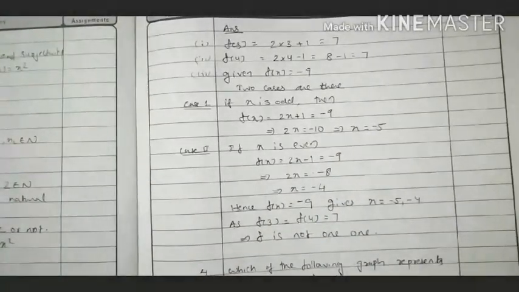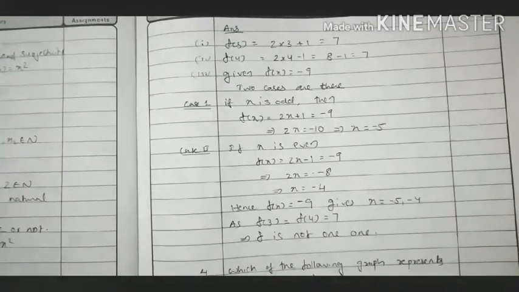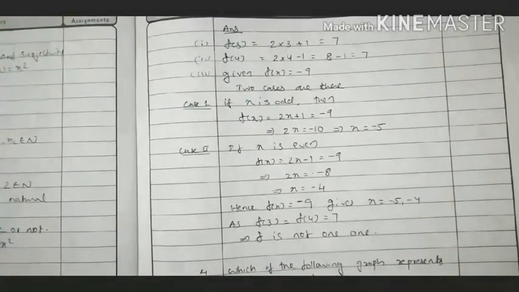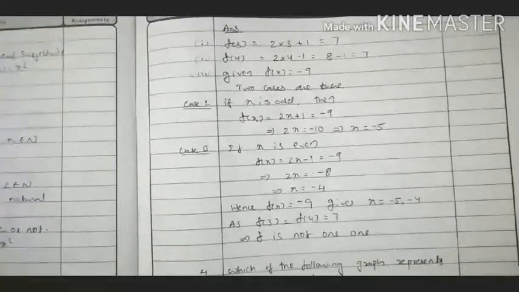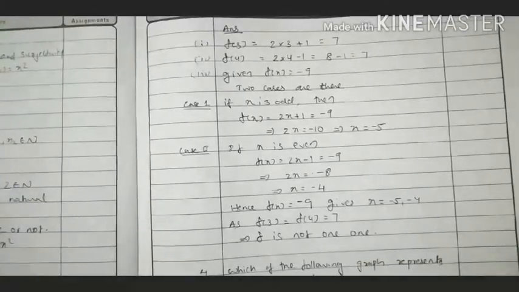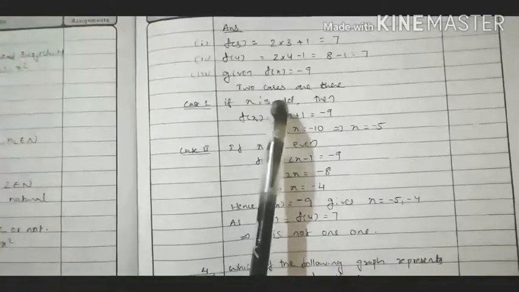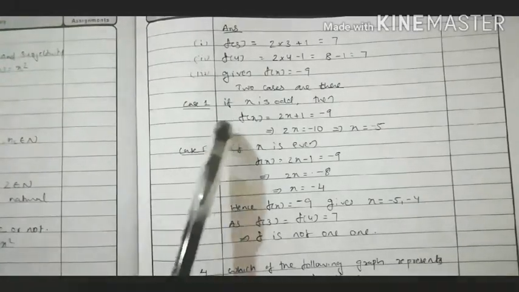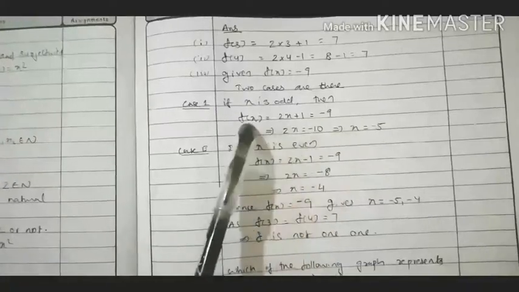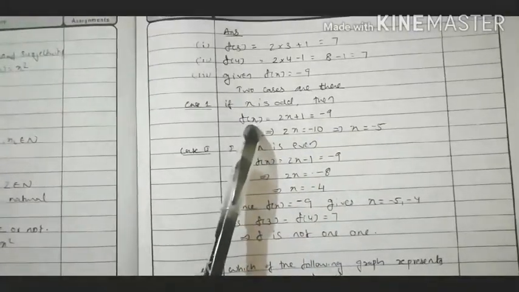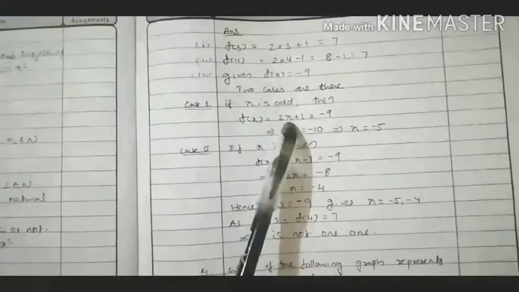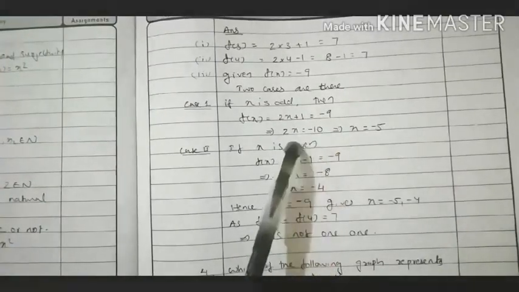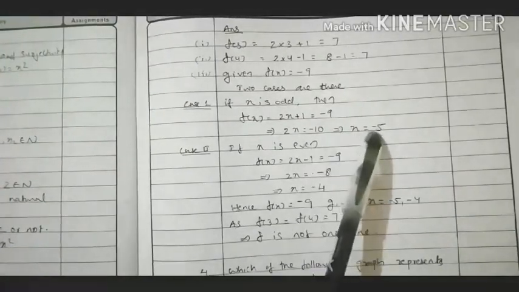And the third one, you have to find out x if f of x is equal to minus 9. Here f of x is given as minus 9, then you have to find out the corresponding values of x. So here two cases are there. We don't know whether x is odd or even, so two cases should be there. Case 1, if x is odd, then f of x is defined as 2x plus 1, no? And that is equal to minus 9, we can write. That means 2x is equal to minus 10, which implies x is equal to minus 5.